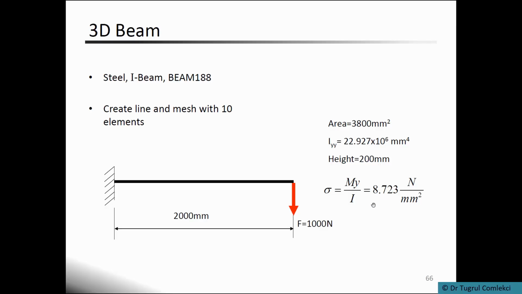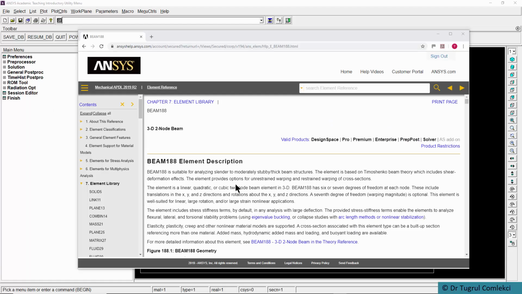and I is already calculated as the second moment of area here. So when these numbers are put in this equation, we need to get a bending stress of 8.723 megapascals for our beam bending problem. So we can compare this number with the numbers that we are going to get from our FEA.